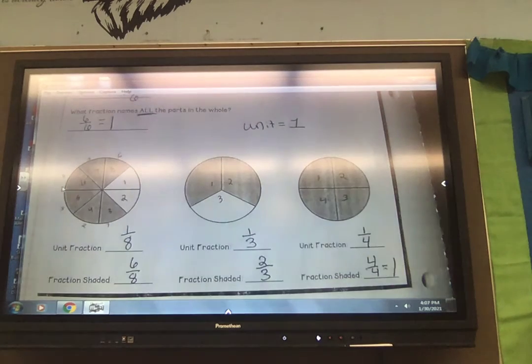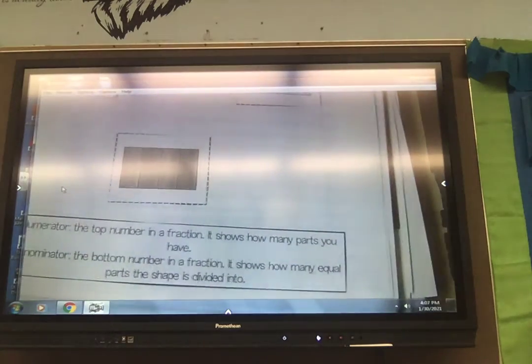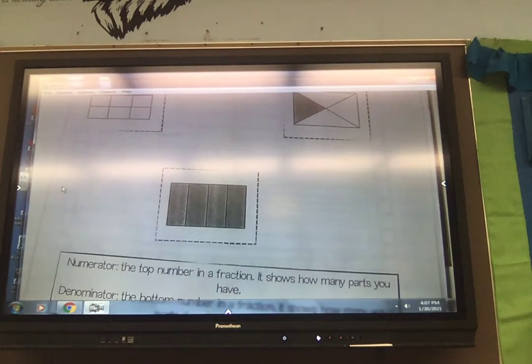Today is Wednesday, February the 3rd, and we're in our interactive notebook. On Monday, you did your vocabulary page. Tuesday, you worked with fractions of a whole and learning how to do those unit fractions and shaded fractions. So what you're going to do on Wednesday is practicing everything you learned.